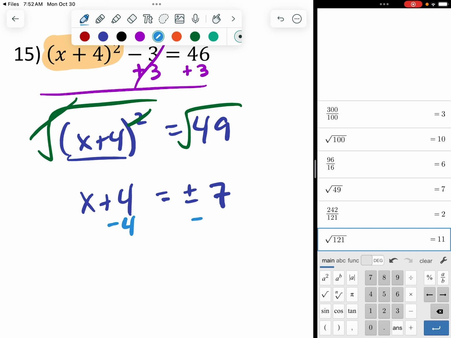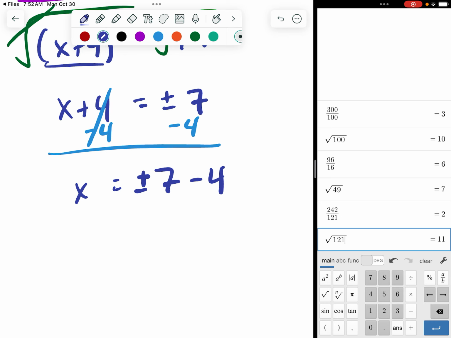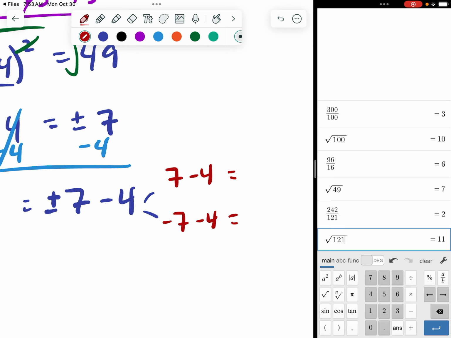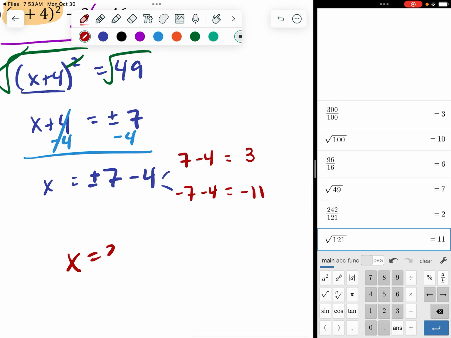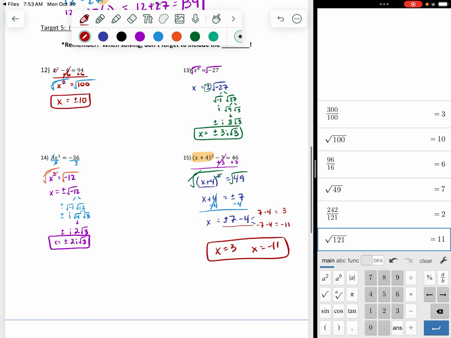Okay, I need to get x by itself, so now I'm going to subtract 4. And then be careful when you write this. This is plus or minus 7 minus 4. Okay, this does not mean plus or minus 3. This means I'm going to branch this out into 2 separate things. It means positive 7 minus 4, and it means negative 7 minus 4. It means 2 separate things because of that plus or minus. So 7 minus 4 is 3. Negative 7 minus 4 is negative 11. Okay, so your 2 answers are 3 and negative 11. You can only do that if you have like terms here, like no roots, no i's, nothing like that. Okay? All right, thanks.